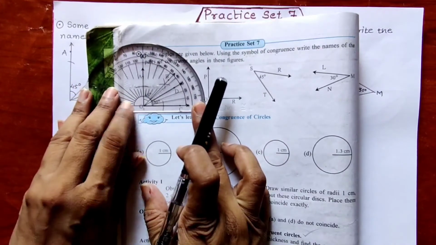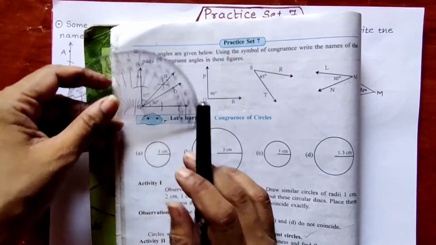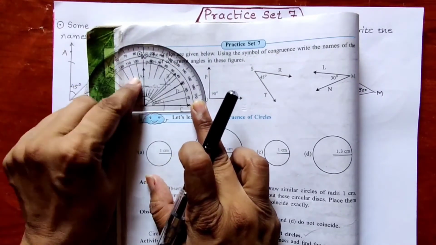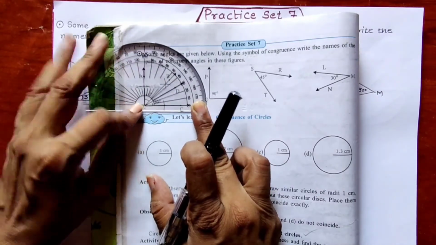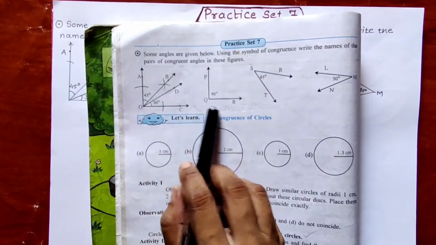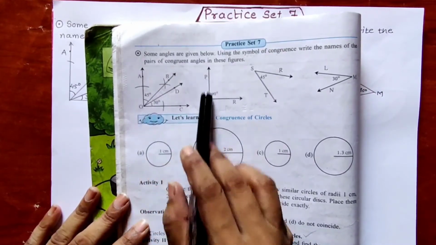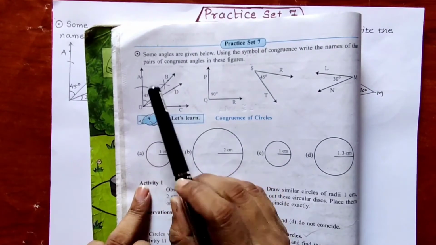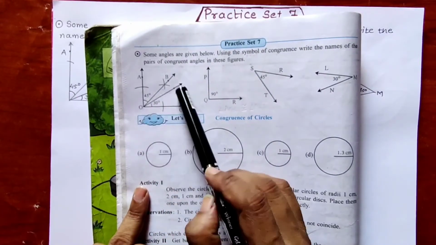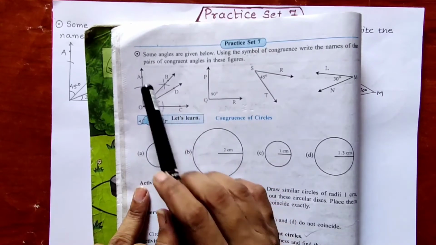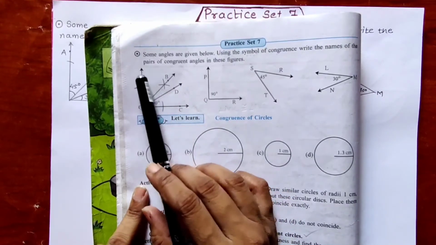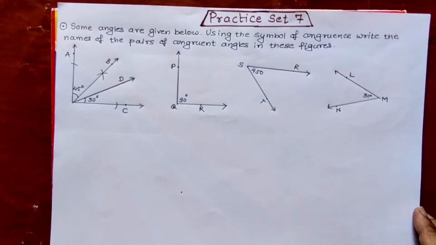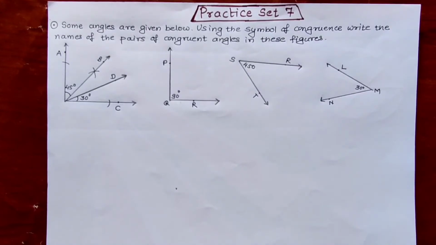Place the protractor very carefully. Place this midpoint on point O so that you can measure it very nicely. It is 90 degrees. We can see that angle AOC is 90 degrees and angle PQR is also 90 degrees. That means AOC and PQR are congruent angles. So AOC is 90 degrees. AOC is divided into angle AOB, angle BOD and angle DOC. That means AOC is made up of adding these three angles. So let us first solve it and then we will write the names of congruent angles.